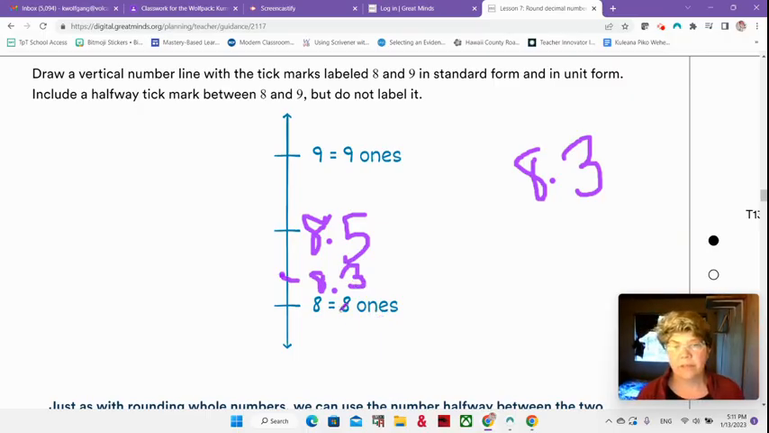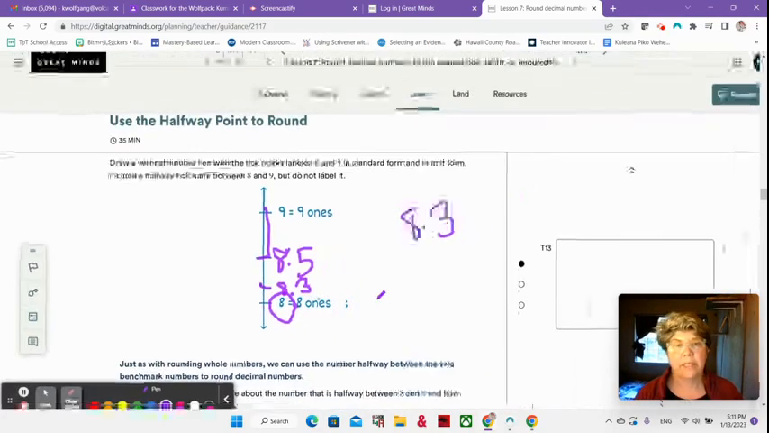You might say that it's closer to 8, and then you would round it to 8 ones, right? Remember, anything 5/10 and higher is going to be closer to 9. Anything less than 5/10 or our halfway mark is going to be closer to the lower number. All right, nice job.